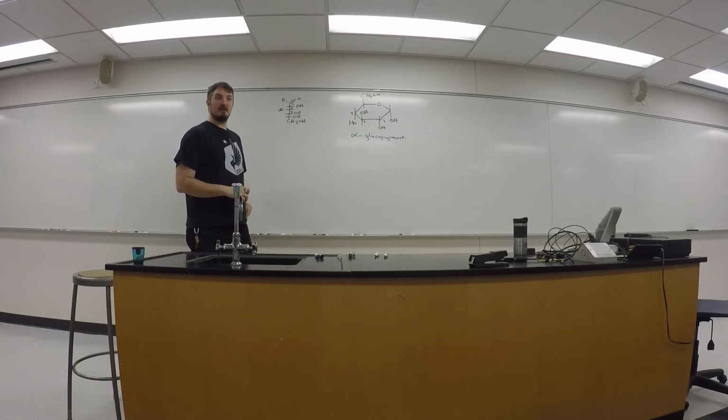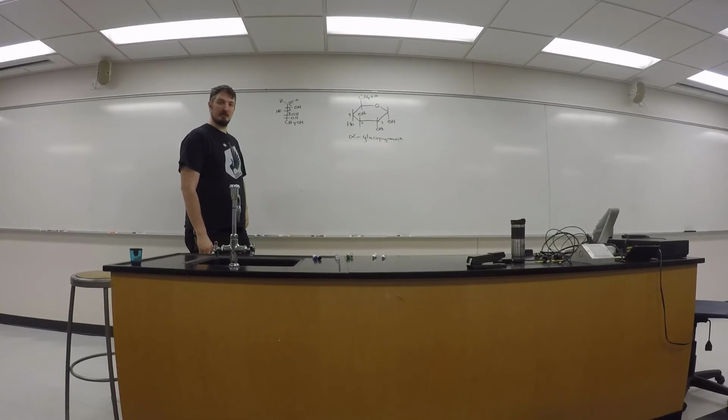So is beta glucose normally the most stable one? It is the most stable chair form of the D-aldohexoses, but that doesn't mean it's the most stable of all, right? It's all relative to what you are.